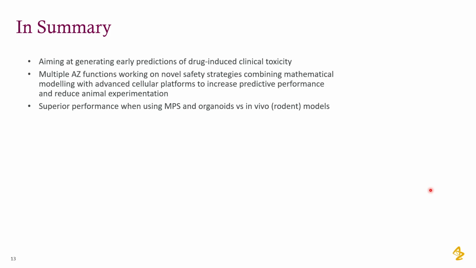So in summary, we aim at generating early predictions of drug-induced clinical toxicity. In AstraZeneca, there are multiple functions at the moment working on these novel safety strategies to combine mathematical modeling with advanced in vitro systems. And so far, we think the performance of the MPS and the organoids, these advanced cell systems, is superior to the traditional in vivo models, the rodents.